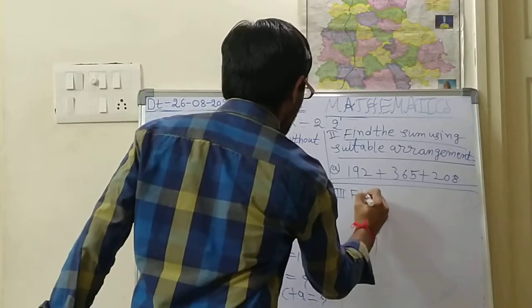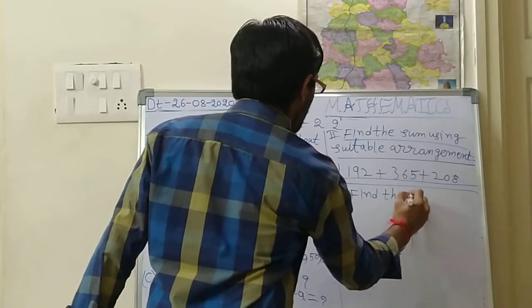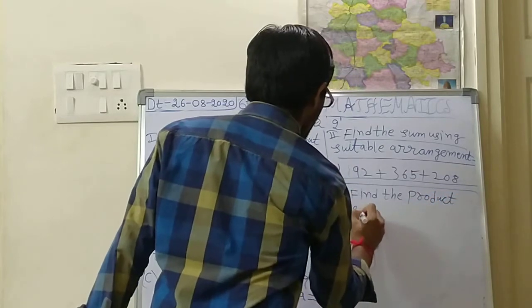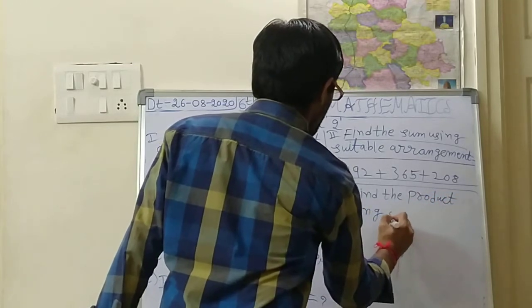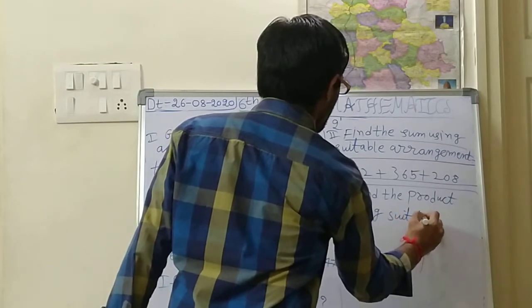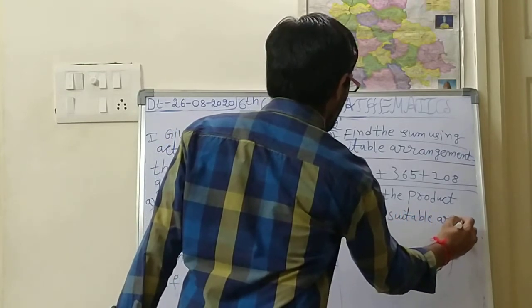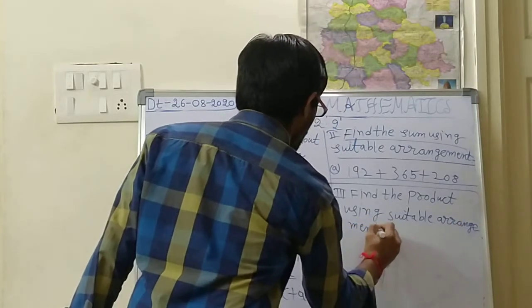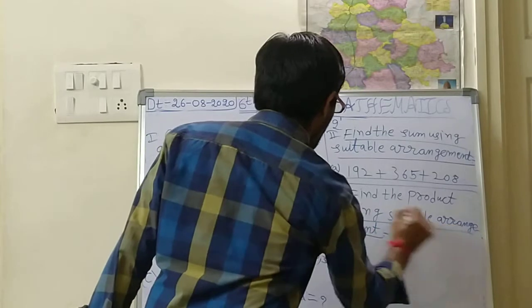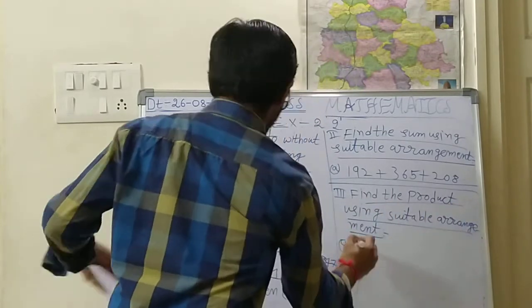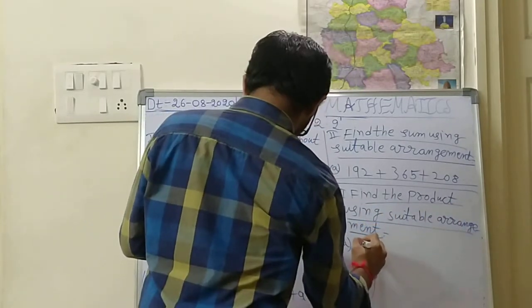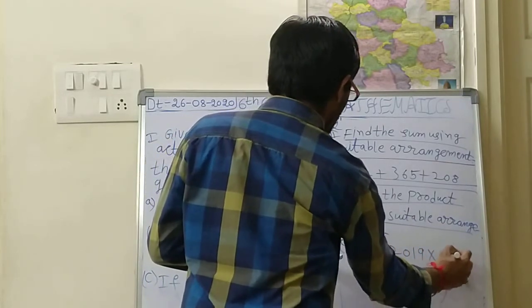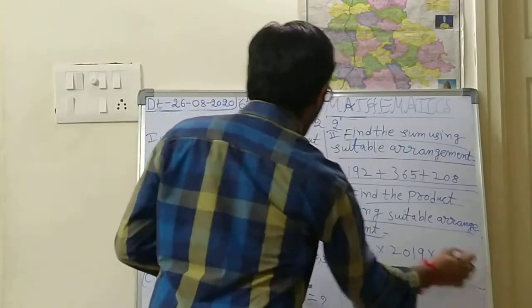Okay. Next, third bit. Find the product using suitable arrangement. First one, 2 into 2019 into 50. Okay, these are the problems, children.